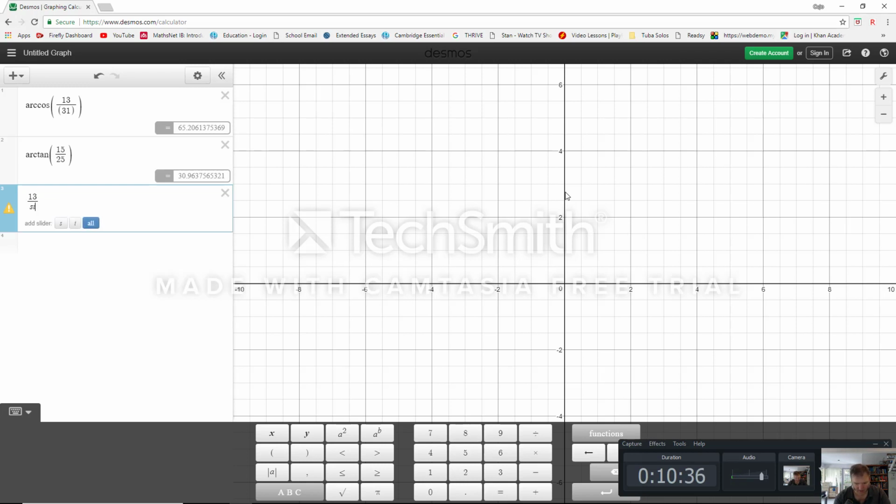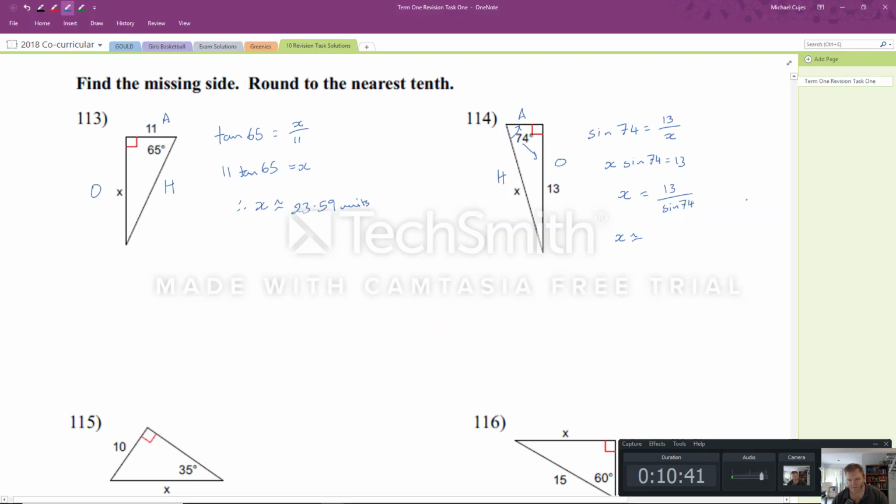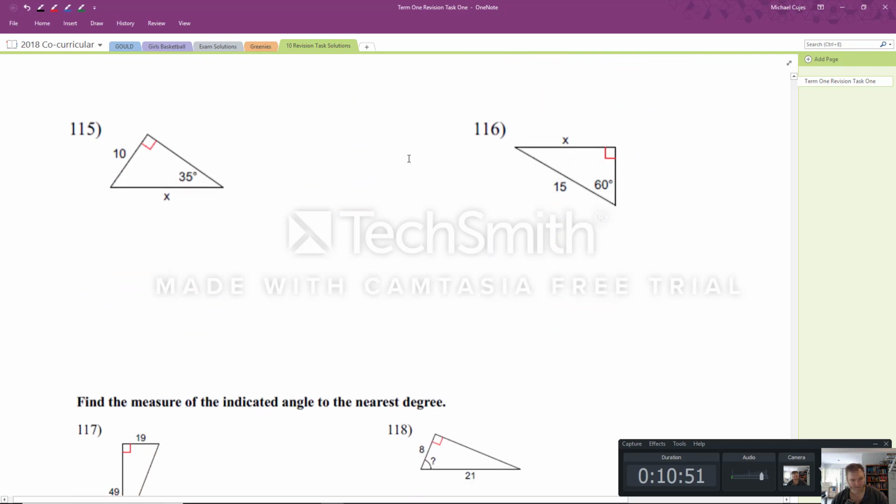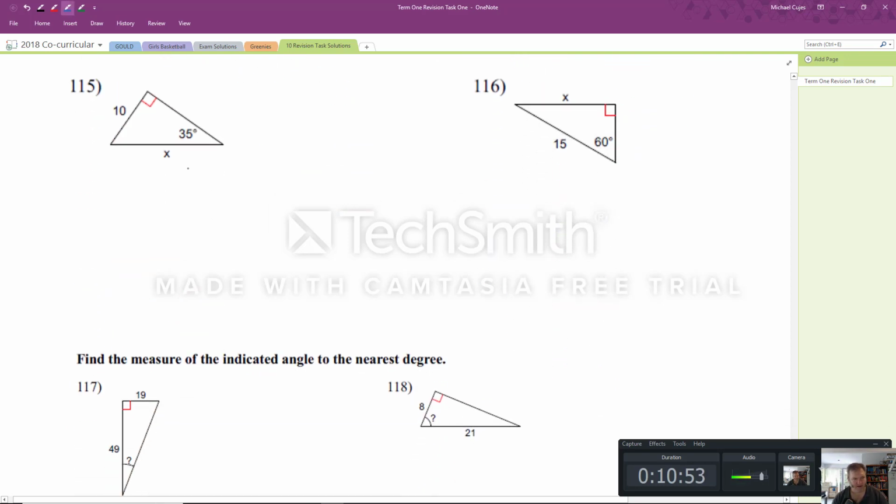13 divided by sine 74. 13.5. Yeah, and that's reasonable. This is a really short side, so that won't be a lot longer than the vertical side there. That makes sense. Right down the pointy end now. 115, you've done well. Hypotenuse. Across from the hypotenuse is the opposite side. That's the adjacent side, so I know the opposite.